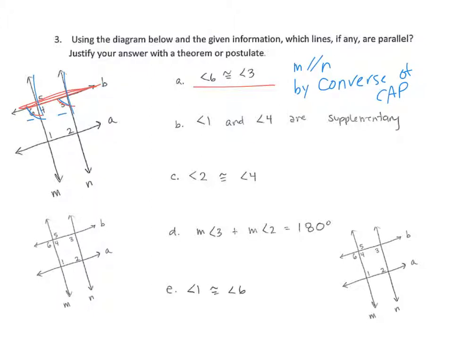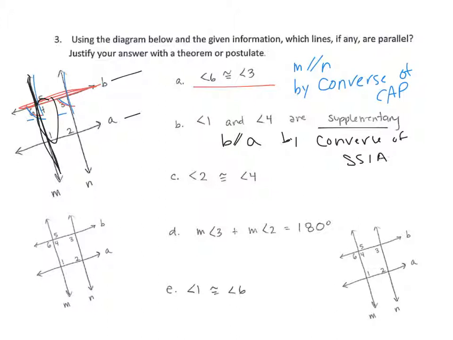What about angle 1 and angle 4? Angle 1 and angle 4 are supplementary. So angle 1 and angle 4 are along this transversal, which would make B and A the parallel lines. So line B is parallel to line A by the converse of the same side interior angles theorem.